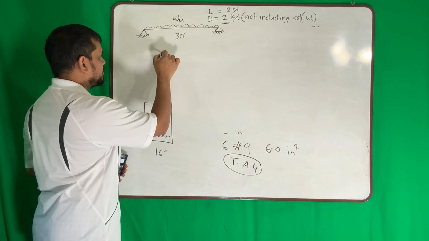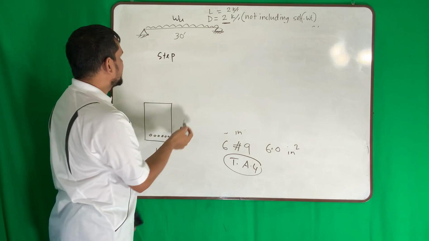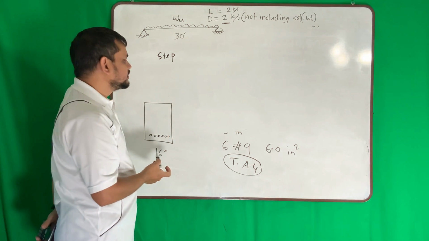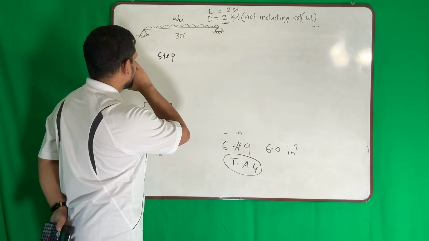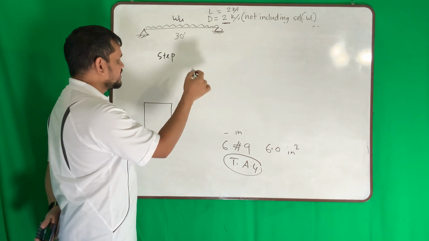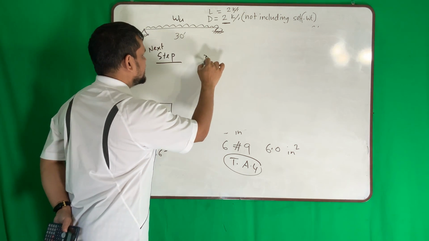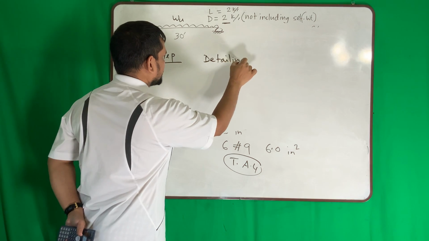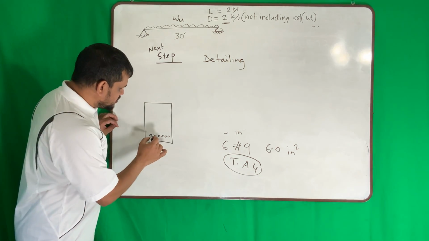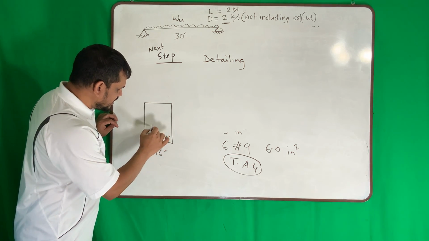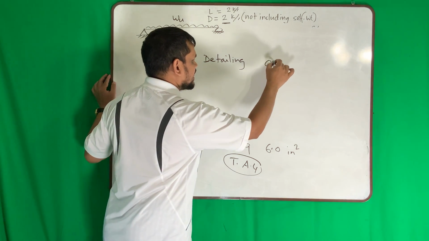What is the next step? I forgot the step number. Most probably 7 or 8, yes? Or simply next step, yes? Next step, detailing. So detailing, check whether it is okay. How to check? That means we should check whether I have sufficient clear space. Let us find clear space.